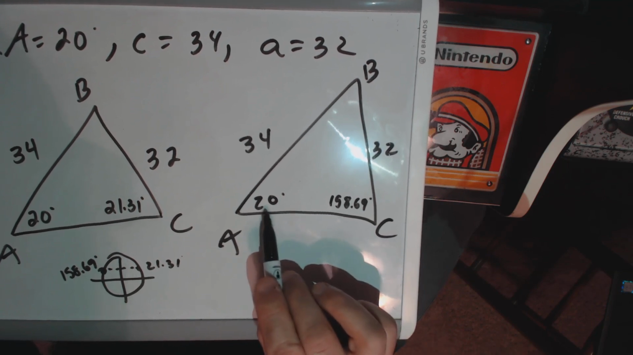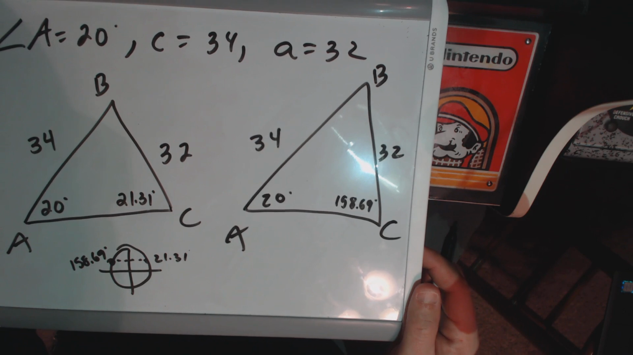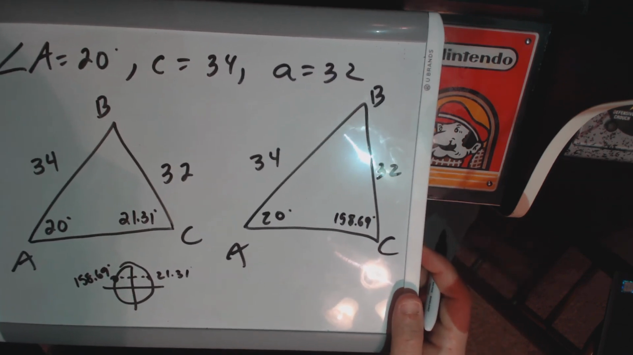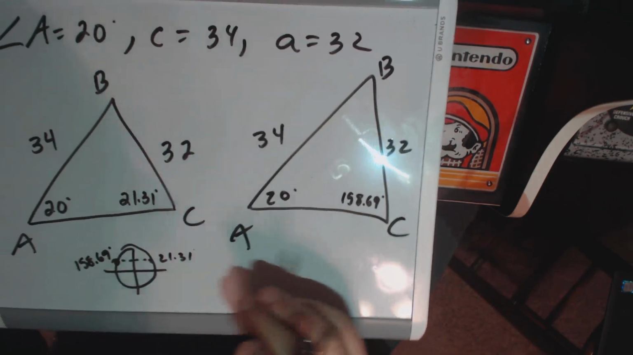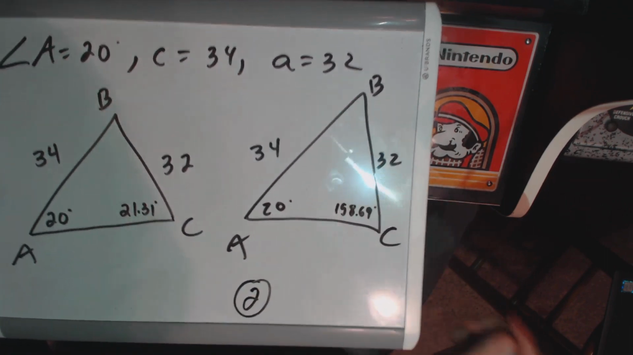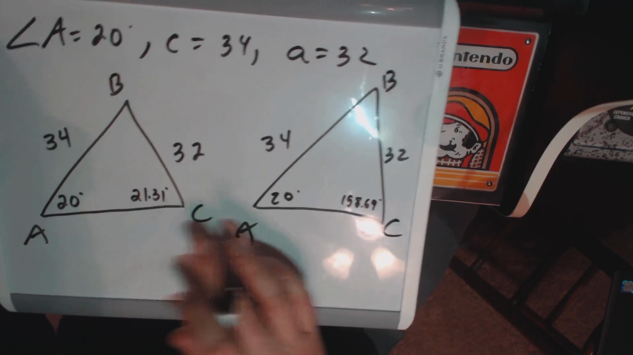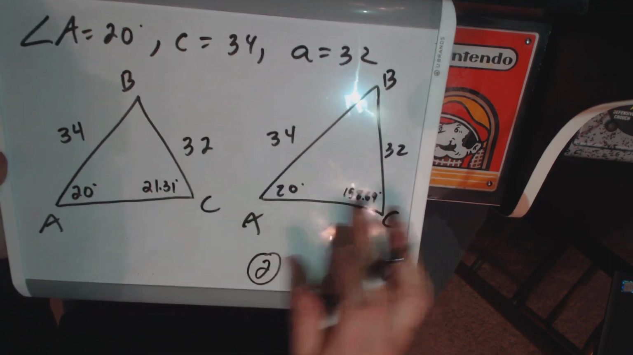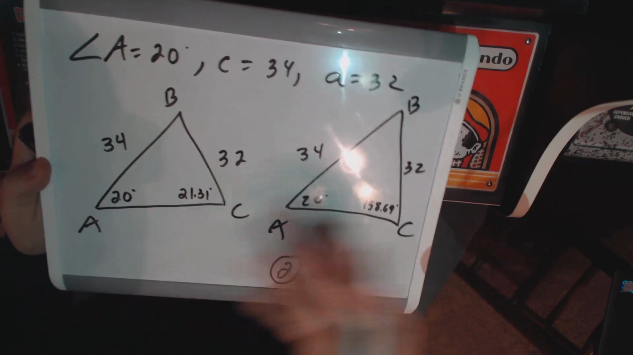158.69 plus 20, okay? That's 178.69. That's just barely under 180. So guess what? This would actually work as well as this, okay? Now these are not drawn to scale, but this is what we call a two triangle scenario. So if you get a two triangle scenario and they say, what's angle C? Well, you say it's 21.31 or it's 158.69. You have to give two separate answers, okay?